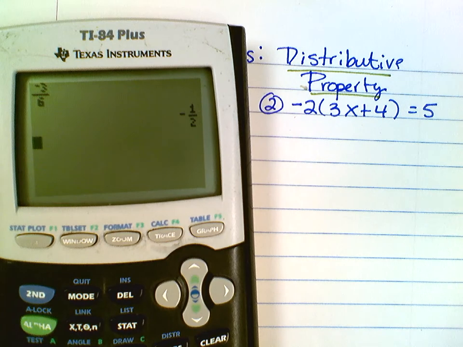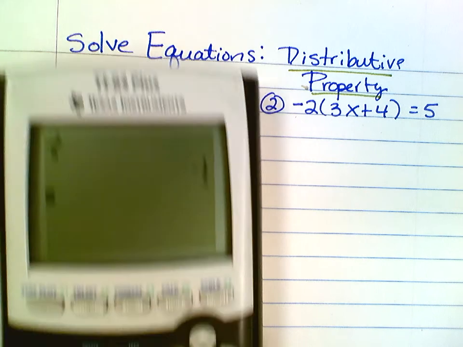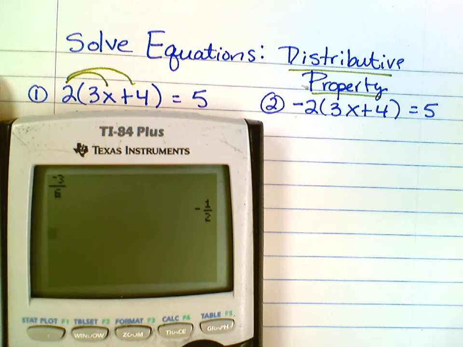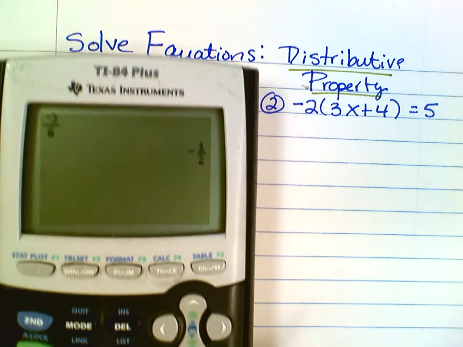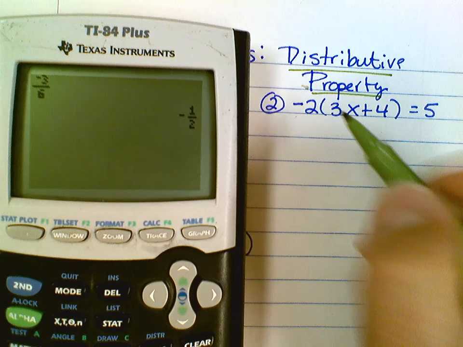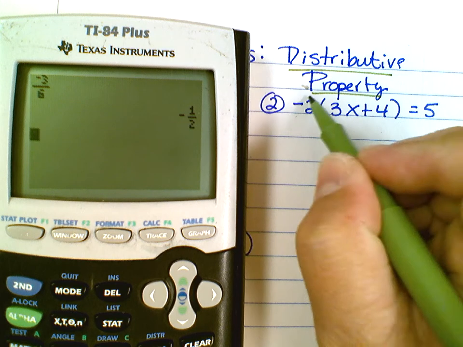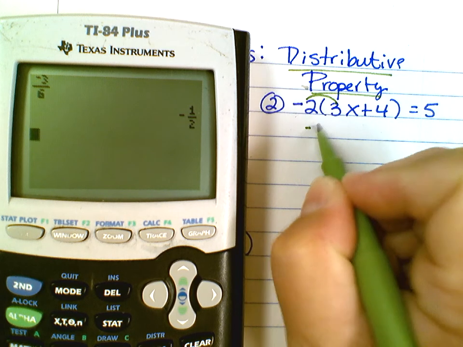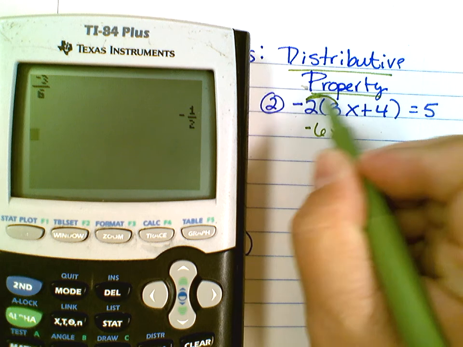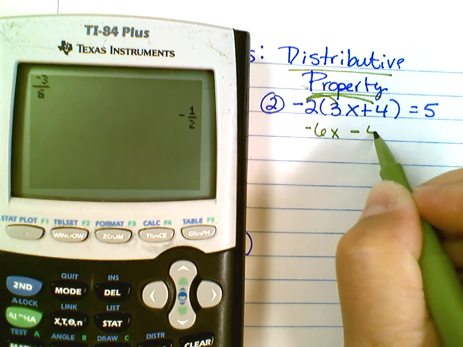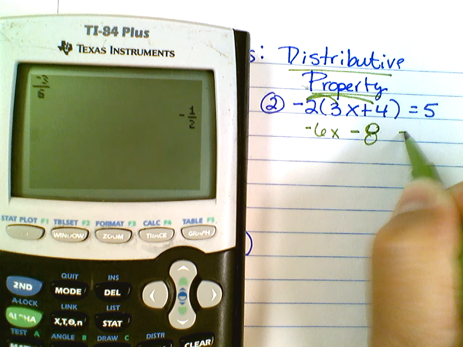Okay, then we have another example. They're very, very similar. The only difference is this one has a negative. So let's see how that affects our equation. So if I do negative 2 times 3x, I get negative 6x. Negative 2 times 4 is a negative 8.